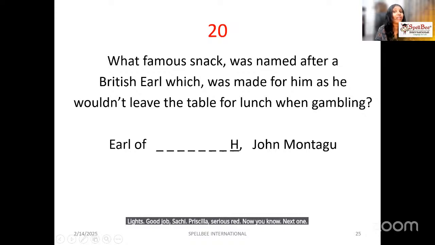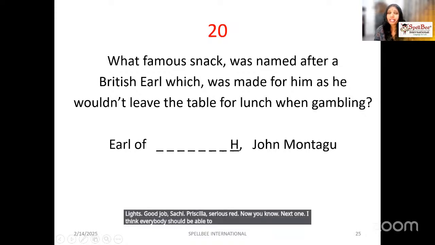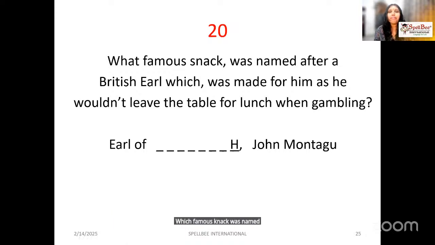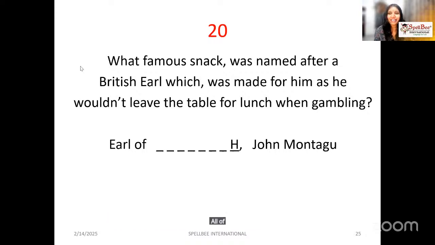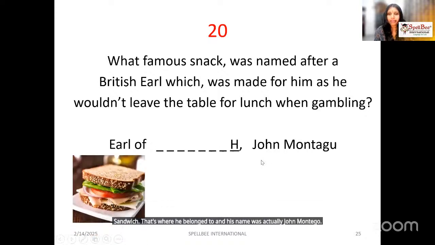Next one. I think everybody should be able to answer this correctly because we've seen this example 2 times in 2 different classes. Which famous snack was named after a British earl, which was made for him as he would not leave the table for lunch when gambling? Earl of, very good, Sandwich. That's where he belonged to, and his name was actually John Montagu. Good job. That is correct. Earl of Sandwich.